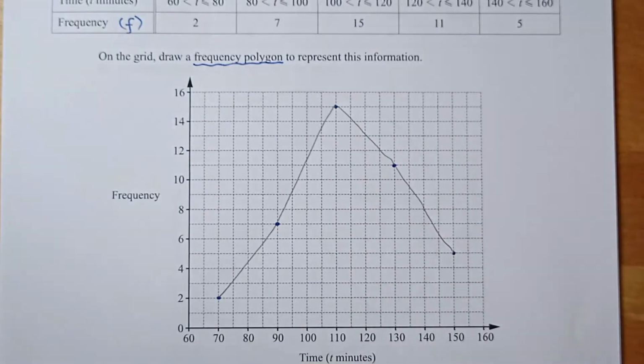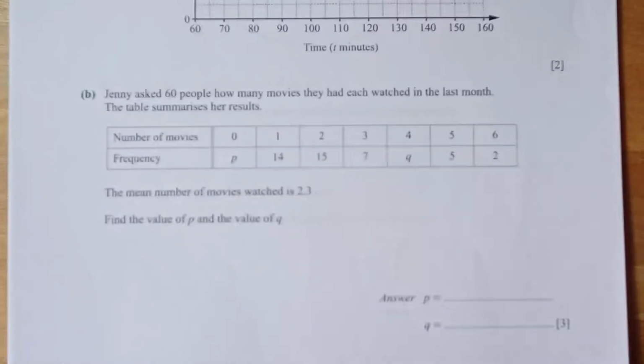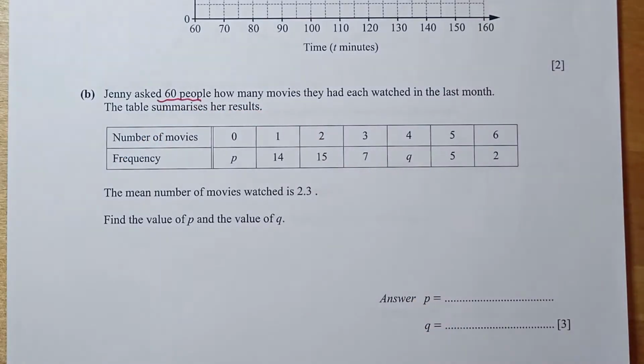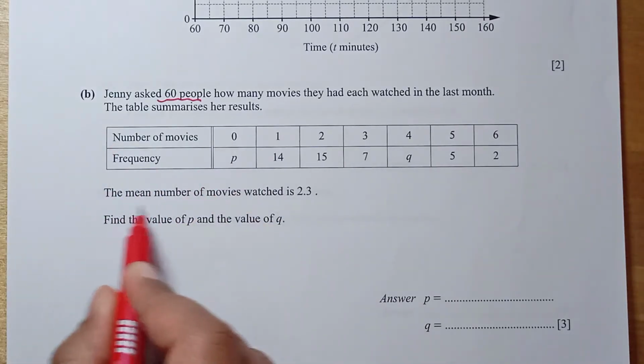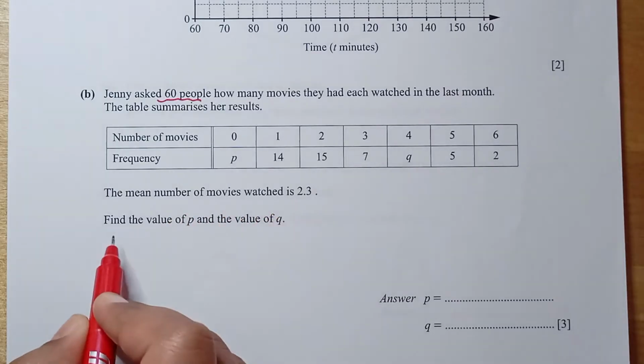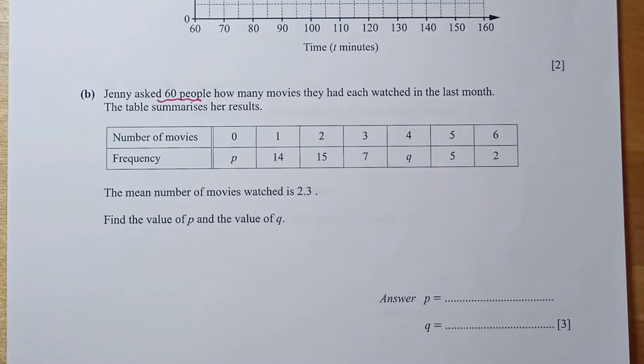Okay, so this is a frequency polygon. Part B, Jenny asked 60 people how many movies they had each watched in the last month. The total number of people is 60. The table summarizes her result, the number of movies and the frequency. The mean number of movies watched is 2.3. Find the value of P and the value of Q.